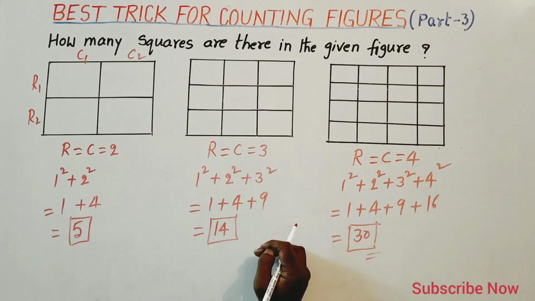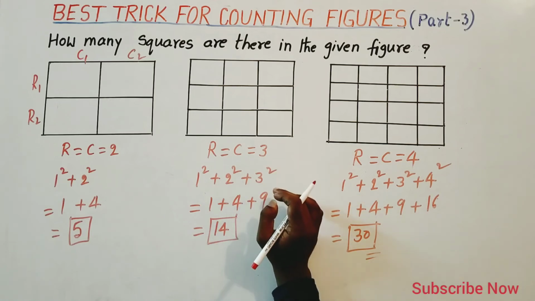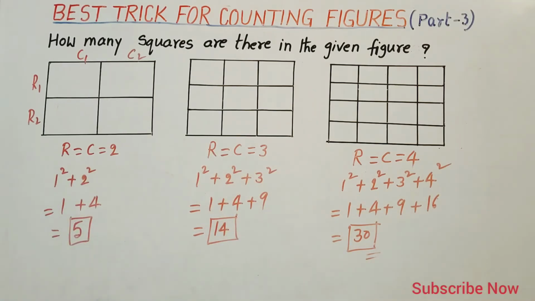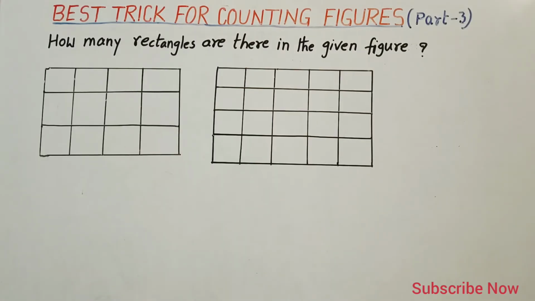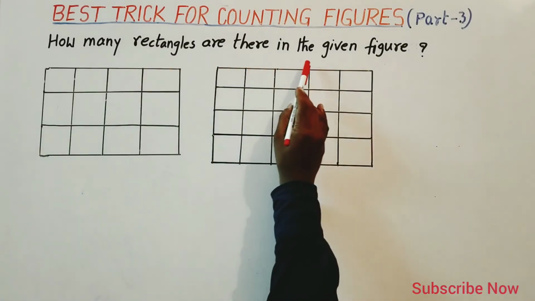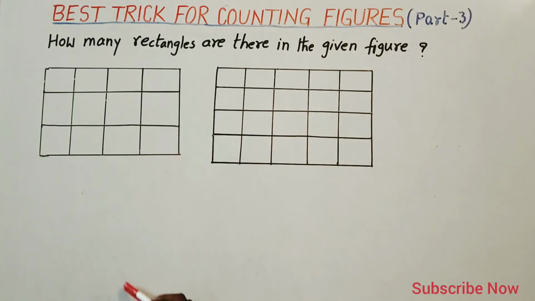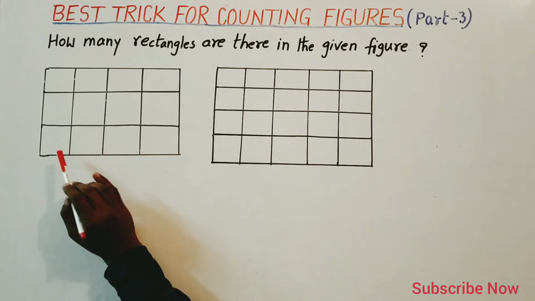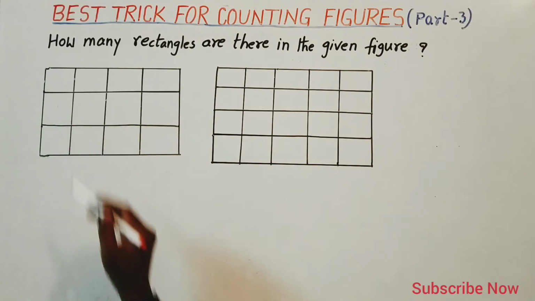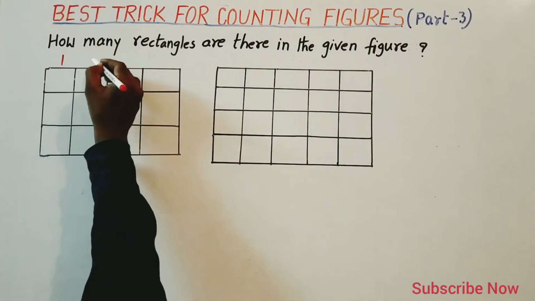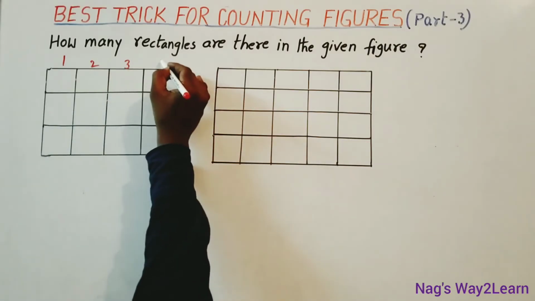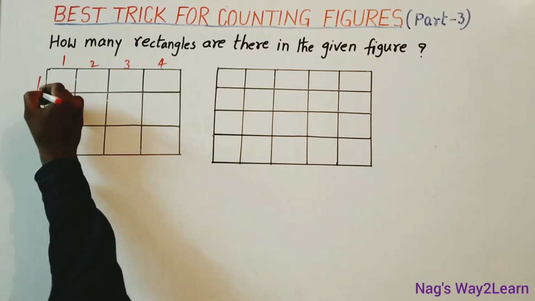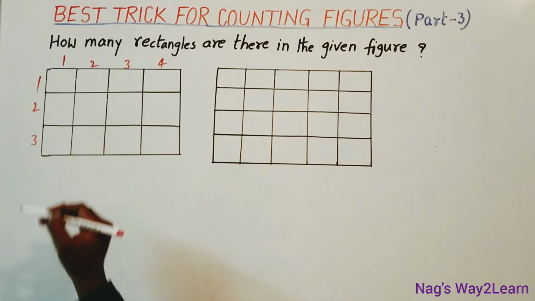Now let's see how to find the number of figures if the number of rows is not equal to number of columns in the next problem. How many rectangles are there in the given figure? Here, if the number of columns is not equal to number of rows, then there will be rectangles. How many columns are there? 1, 2, 3, 4. 4 columns are there. And how many rows are there? 1, 2, 3 rows are there.